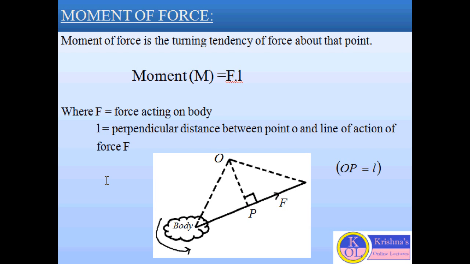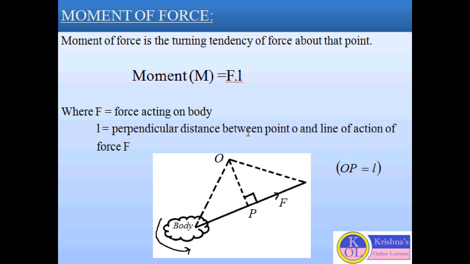The moment of force about point O can also be measured by the product of force and the perpendicular distance of the line of action of the force from that particular point. So according to this, the formula of the moment, if we denote moment by capital M, will be the product of F into L. Here F is the force acting on the body, and L is the perpendicular distance between point O and the line of action of force F.